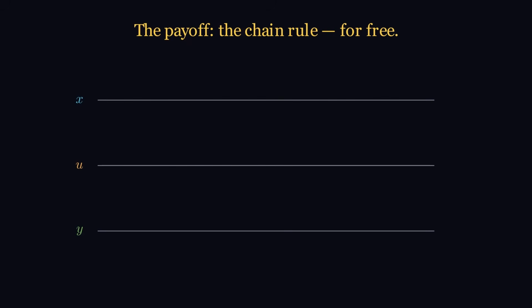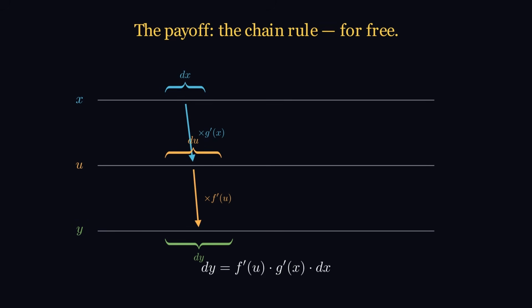Say x feeds into one function and gives you u, and u feeds into another and gives you y. Nudge x by a tiny dx. Because the first function's locally aligned, u moves by its slope times dx. That's du. Now u moved by du, and the second function's locally aligned too, so y moves by its slope times du. That's dy. String it together, divide through by dx, and the chain rule just falls out. You didn't memorize a rule. You watched two lines pass a nudge down a chain, each one multiplying by its slope.